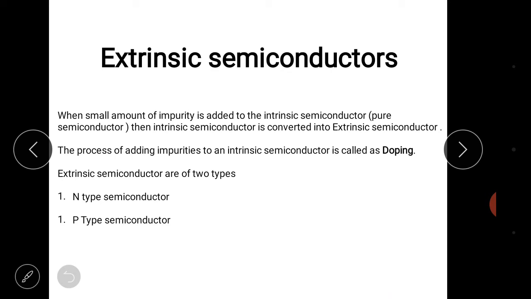Now come to the extrinsic semiconductors. When a small amount of impurity is added to the intrinsic semiconductor, that is pure semiconductor, then the intrinsic semiconductor is converted into an extrinsic semiconductor. The process of adding impurities to an intrinsic semiconductor is called doping. Extrinsic semiconductors are of two types, N-type semiconductor and P-type semiconductor.